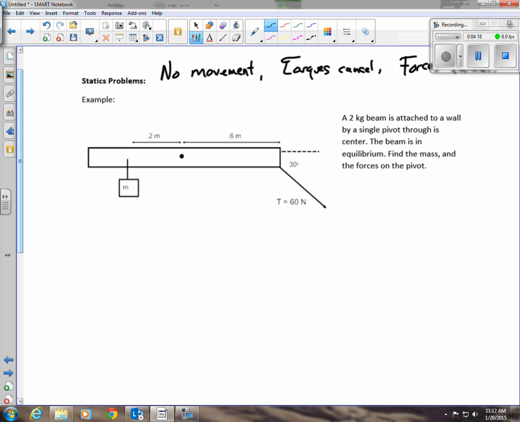So here's an example. I have a 2-kilogram beam attached to a wall by a single pivot through its center. The beam is in equilibrium by the mass and the forces on the point. So here's one thing we have to be aware of now. I have a 2-kilogram beam. We haven't worried about the mass of the beam before, but now we are. So I know this thing has a mass of 2 kilograms. That's going to give me a force of gravity of 20 newtons right there.